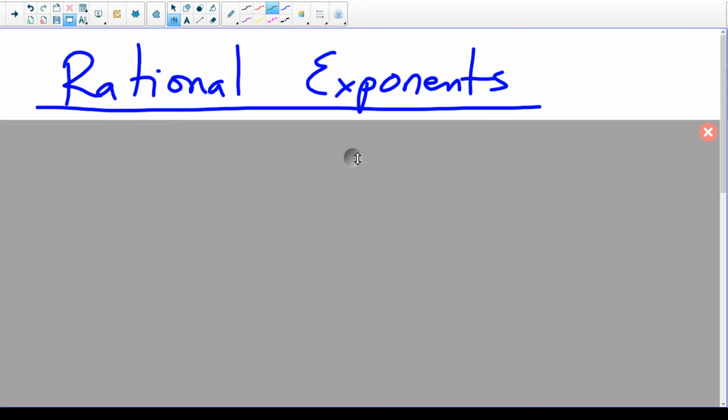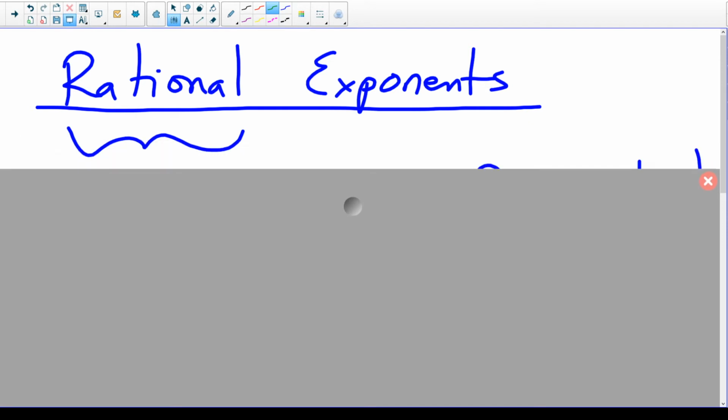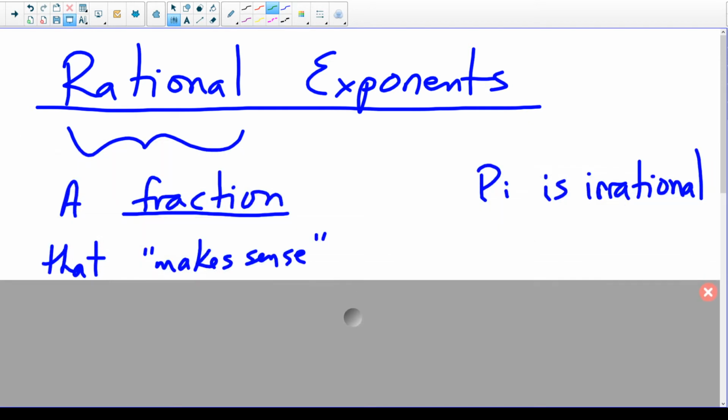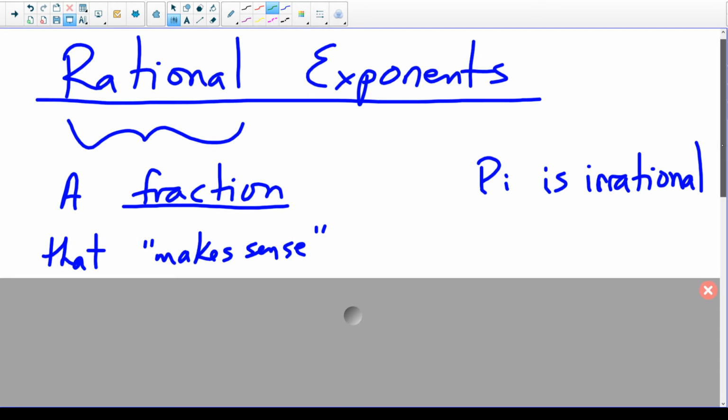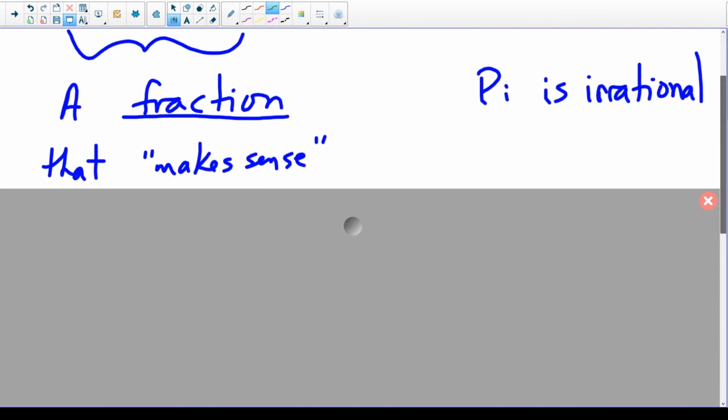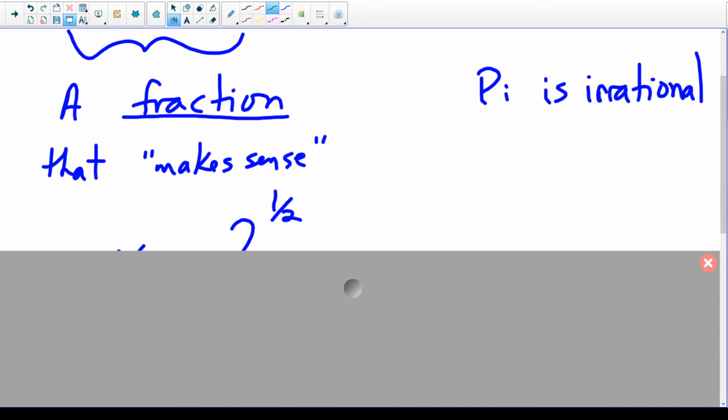So, rational exponents. Now, what is a rational number? I've written it here as a fraction that makes sense. So any number that can actually be written as a fraction, so 2/3, 4/7, all of those decimal values are fractions that, quote unquote, make sense. They're rational fractions. A number that isn't rational would be like pi. Pi is considered irrational because you can't write it as a fraction. There's no fraction that gives the number pi, because pi is a number that continues forever.